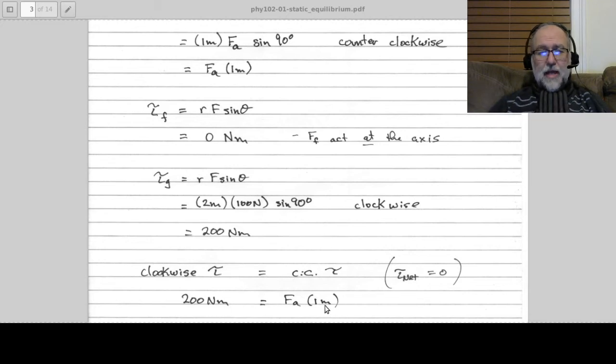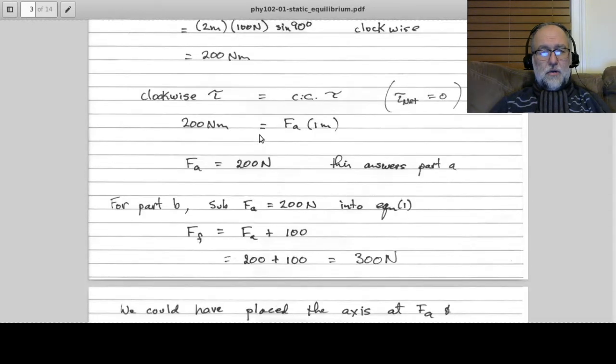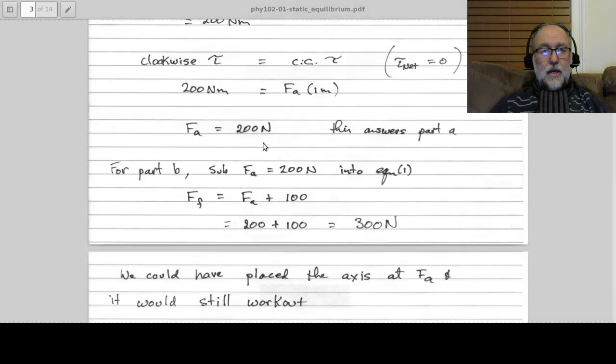You'll notice the meters cancel out. I kept the 1 meter there just for the units. The meters cancel out, and I just get that Fa is equal to 200 newtons. That answers part A, the question of how much force I have to apply. The load was 100 newtons, but I have to apply 200 newtons in order for this to stay in static equilibrium.